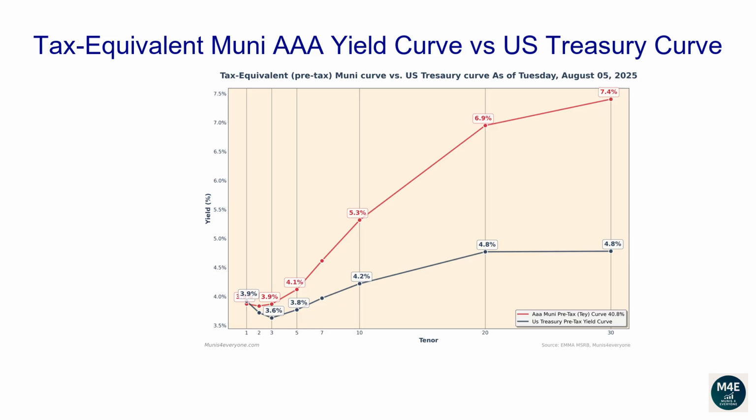Let's now go over the tax-equivalent Muni AAA yield curve versus the US Treasury Curve. The reason why investors and financial professionals care about Munis' tax-equivalent yields is to simply have the ability to compare them against US Treasury yields, which are pre-tax yields. Observing the current graph, we can see there are some parts of the tax-equivalent Muni curve currently trading above the Treasury curve. For example, if you wanted to buy a 30-year bond, a AAA Muni bond would yield 7.4%, compared to a lower yield of 4.8% from a Treasury bond.